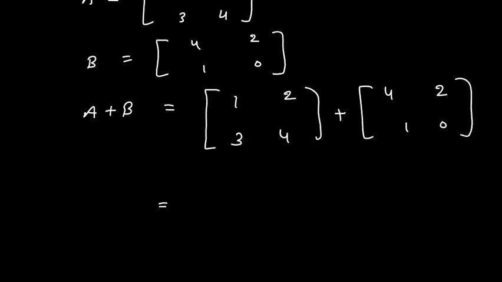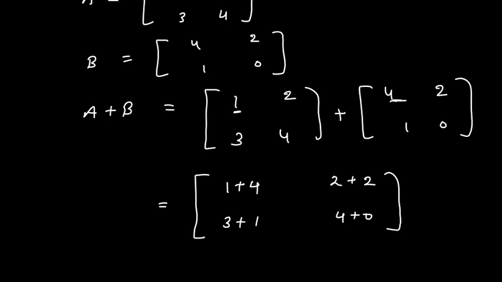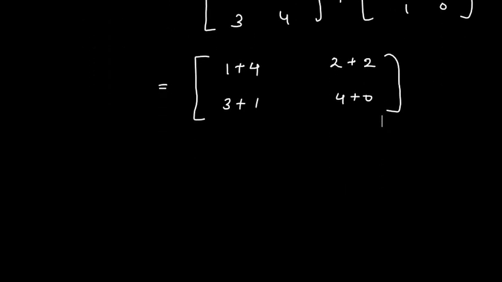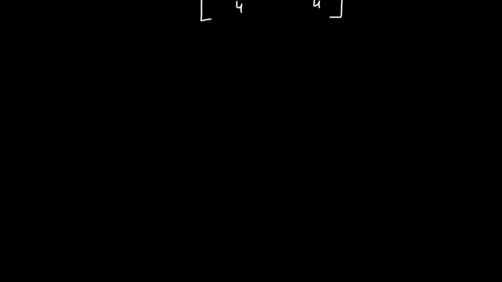Now in addition, we add the corresponding terms. So the first term 1 is added with the first term, which is 4, so 1 plus 4. Similarly, the second term 2 is added with the second term, the third term with the third term, and the fourth term with the fourth term. It is very simple. You have to add the corresponding terms. So the final answer is 1 plus 4 is 5, 2 plus 2 is 4, 3 plus 1 is 4, and 4 plus 0 is 4. So this is addition.